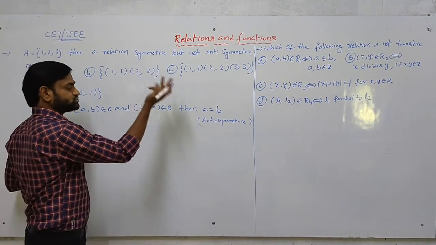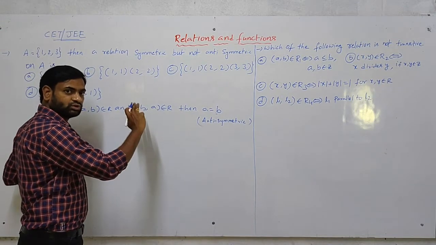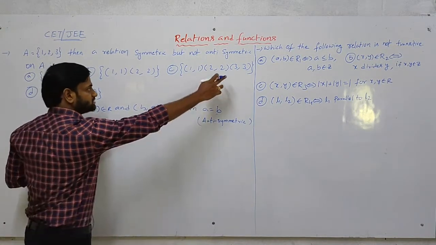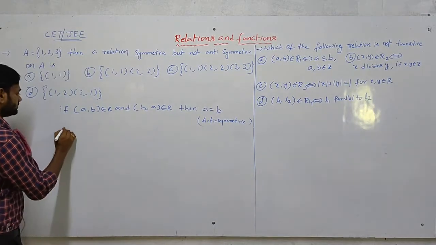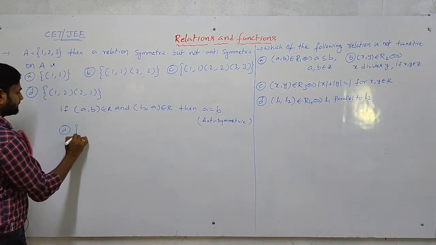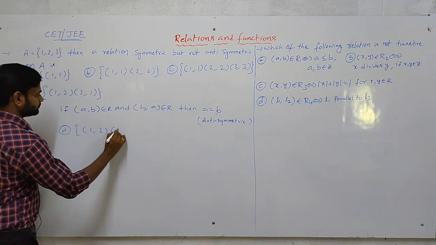(2,2), reverse (2,2). Is 2 equal to 2? Yes. Here, same, (3,3). 3 equal to 3. Here, in the D option, (1,2), (2,1).